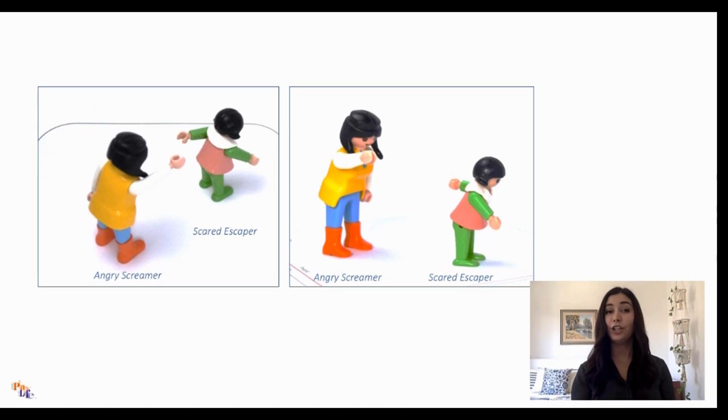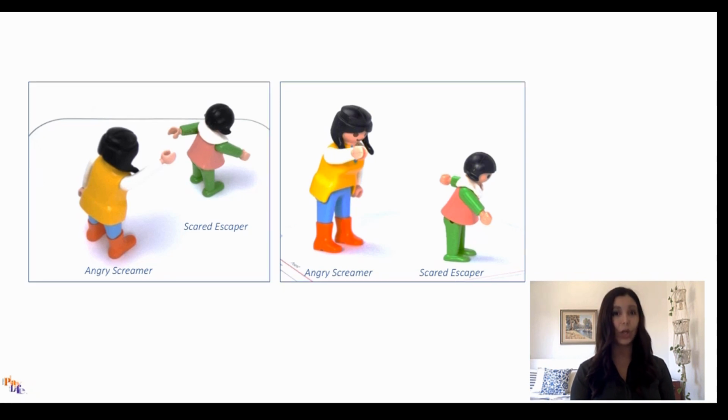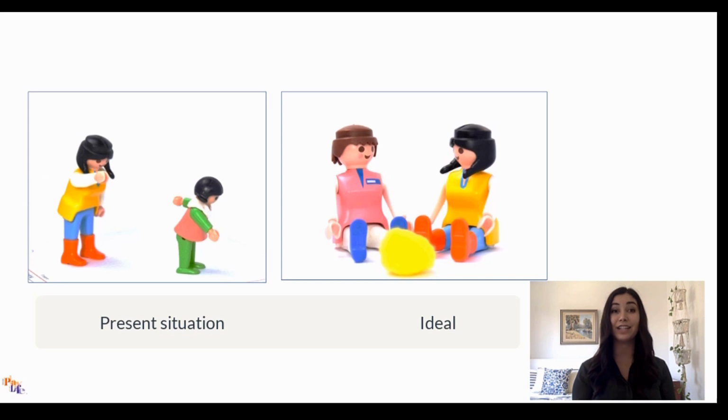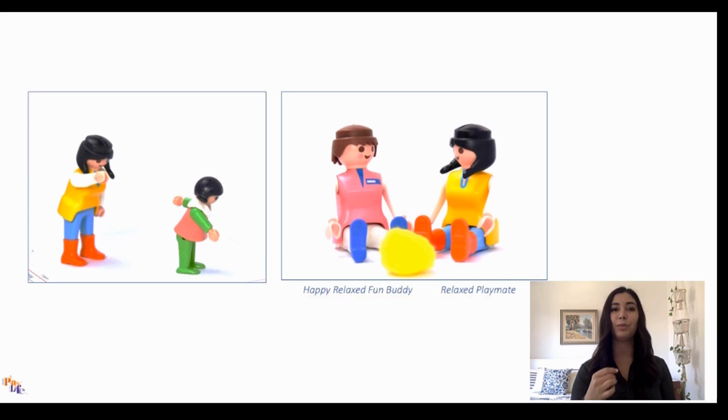Looking ahead, learning how to live life better, the play of life process continues where Ruth identifies the ideal relationship she desires to have with Amber. Here she places Amber as an adult figure, and the role she'd like to play is of a relaxed playmate, and Amber's role as a happy, relaxed, fun buddy. Ruth then discovers how to get there.